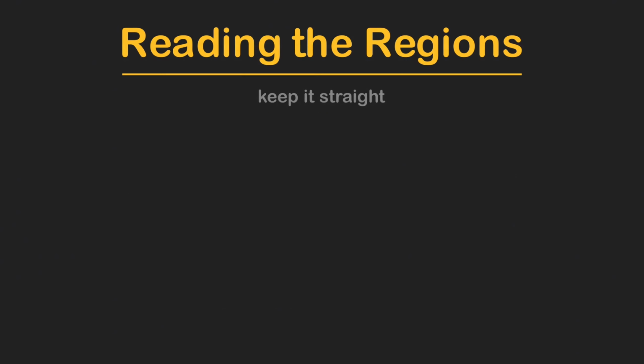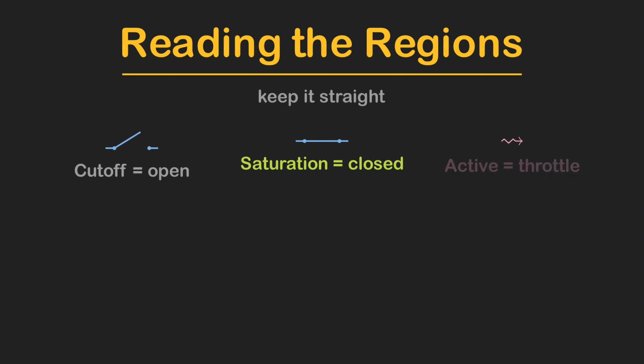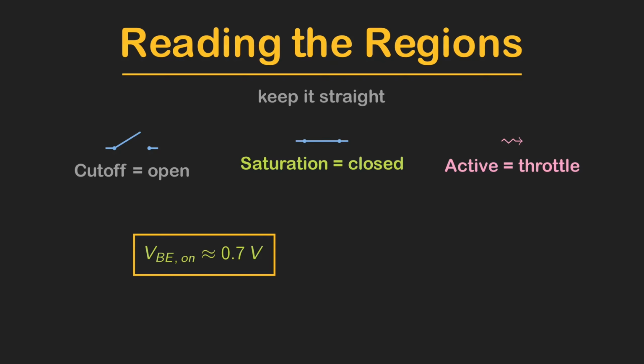So here is how to keep all of this straight in your head. Cutoff is an open switch. Saturation is a closed switch. And active is the analog throttle in between. And for the key numbers, the base to emitter voltage when it is on is 0.7. And the collector to emitter voltage when it is saturated is 0.2.